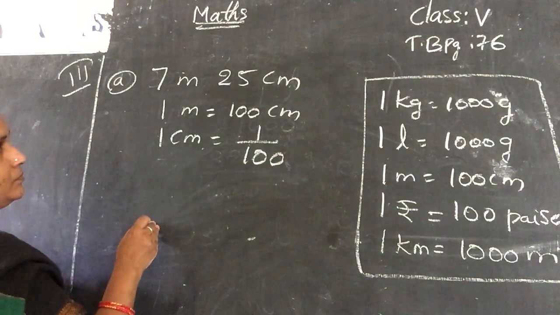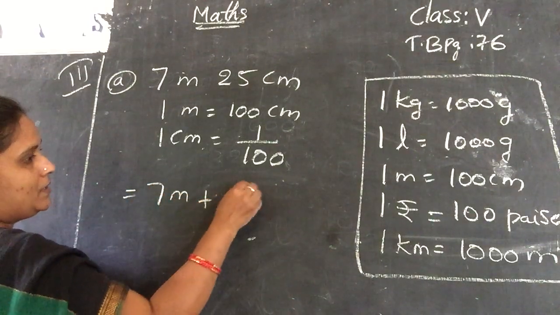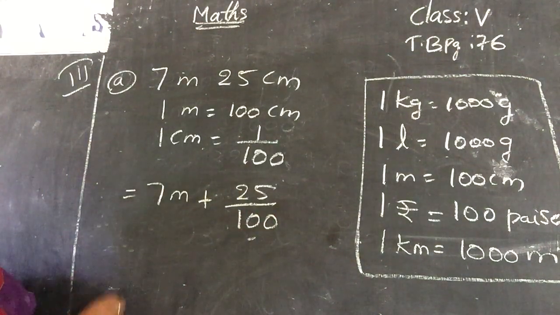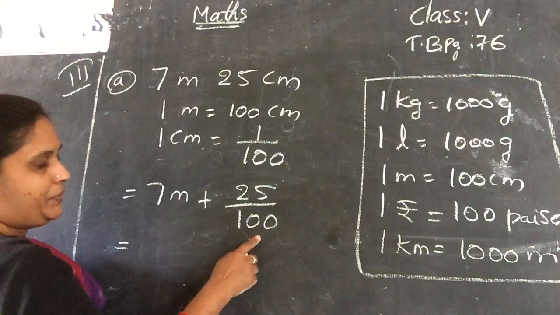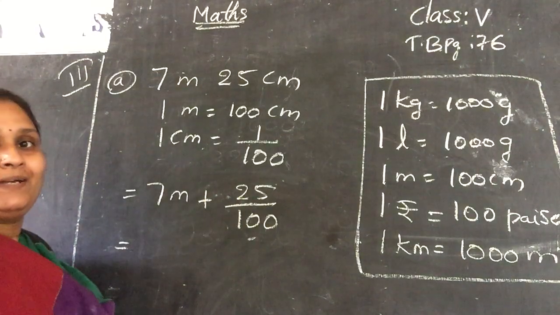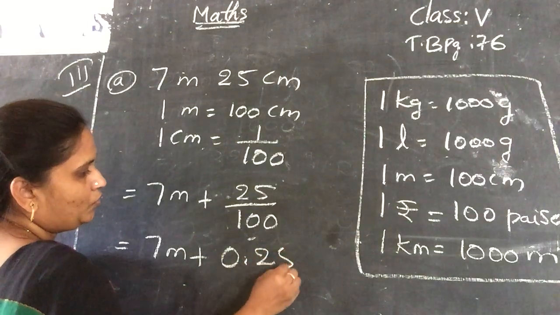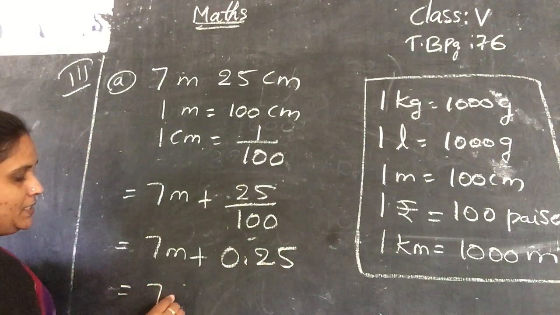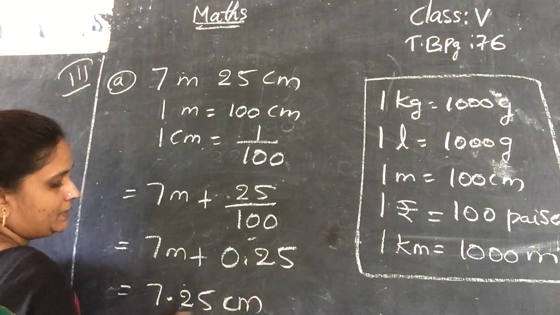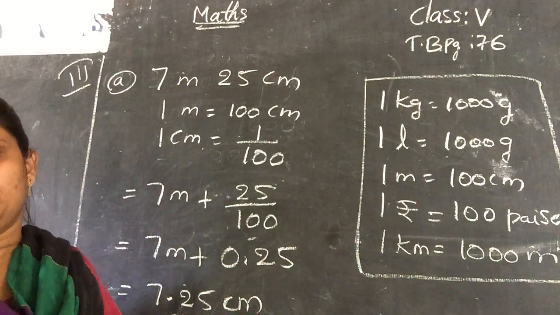Got it? Now 7 meters plus 25 by 100. Now the last 2 digits, before those 2 digits you have to put the decimal. So 7 meters plus 0.25, and the sum will be 7.25 meters. Next.